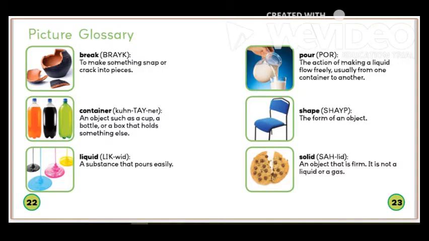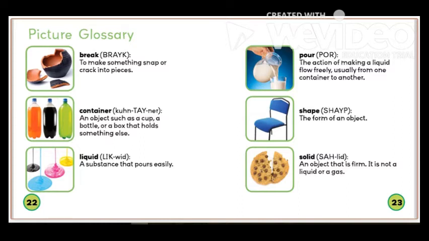Now we're going to go over our vocabulary words for this story. Repeat after me. Break, container, liquid, pour, shape, solid. Okay, now let's read each definition. Break means to make something snap or crack into pieces. Think about a time when you broke something. Did it stay in one piece? No. It may be cracked into a lot of pieces or maybe a few pieces, but it did not stay the same shape.